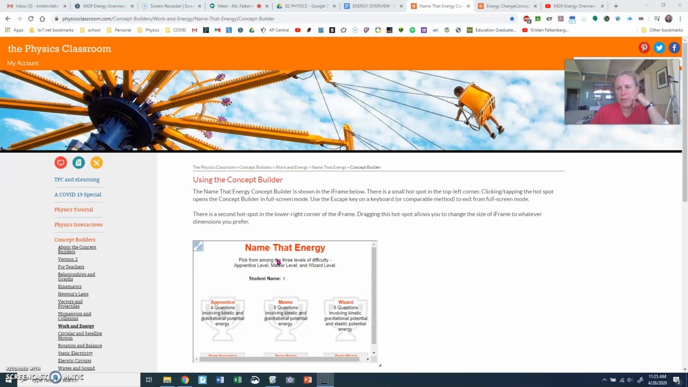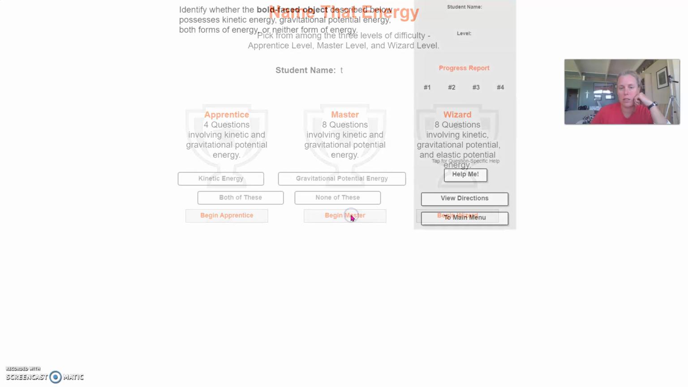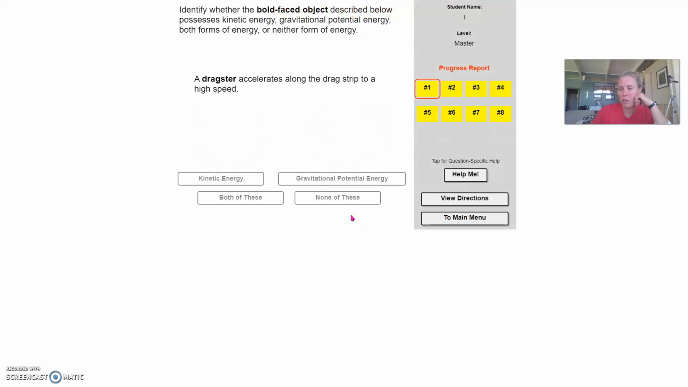Hey, we've got two physics classroom activities. One, to identify types of energy, and two, to identify changes in those types of energy. So both are changing. This is Name That Energy. You can choose Master for 8 questions or Wizard for 8 questions. Apprentice is out of there. I've got kinetic energy, gravitational potential energy, and the Wizard has kinetic, potential, and elastic potential energy. So I'll go Master, and I'll just do one of these, okay?